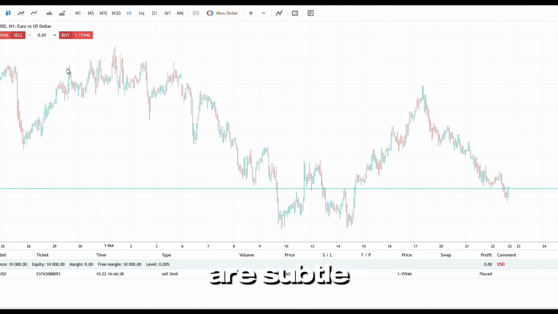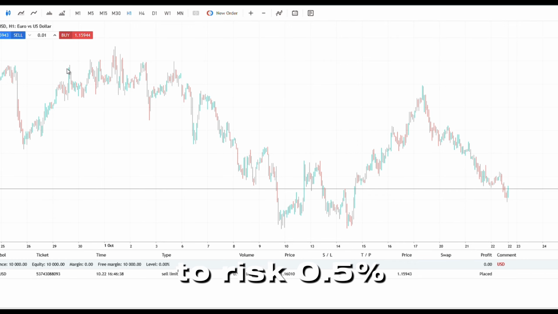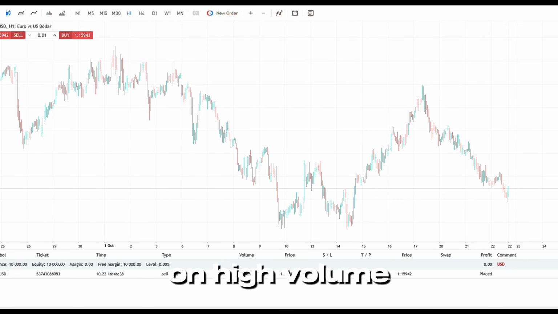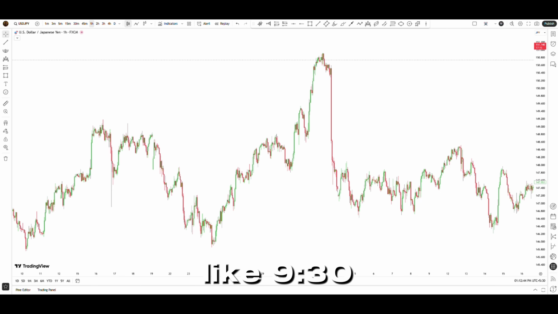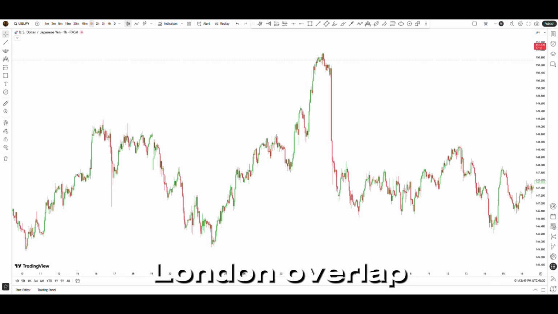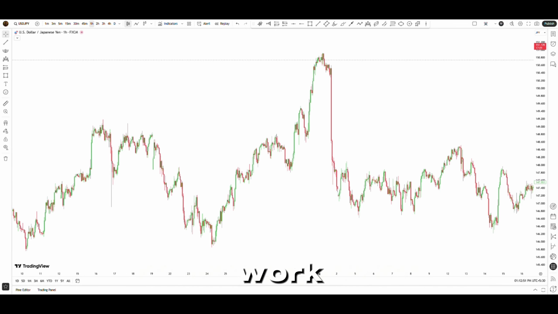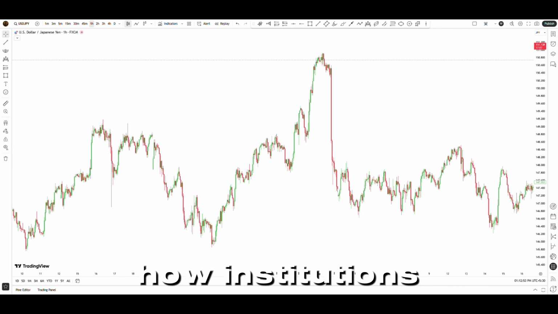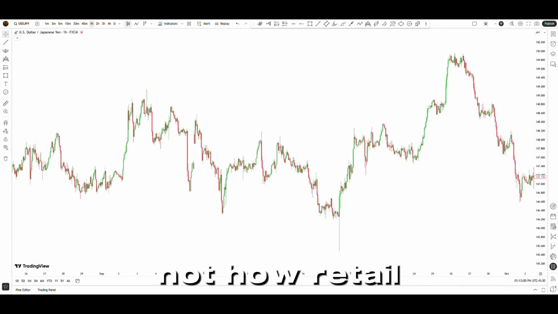Underrated setups, though, are subtle. They're the footprints of smart money before the crowd catches on. You don't need fancy tools, just a chart, discipline to risk 0.5% per trade, and focus on high-volume windows like 9:30 to 11 a.m. or 2:30 p.m. IST during London overlap. These concepts work because they align with how institutions move price, not how retail hopes it moves.